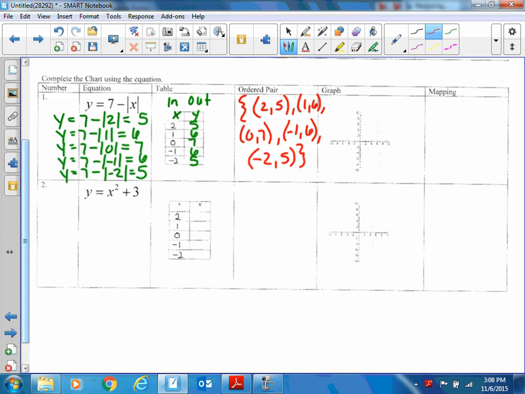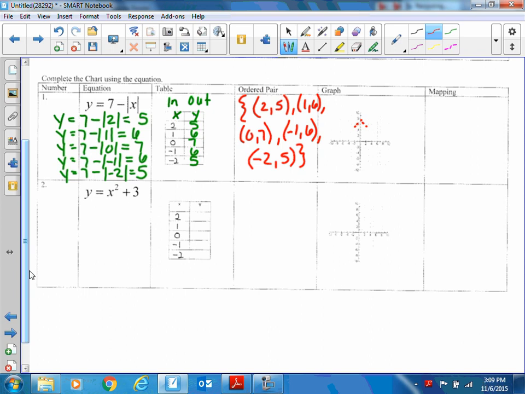All right, we're going to try to graph this. So we're going to graph this first. And then, so (2, 5), (1, 6), (0, 7), and now we're going to come back down. So (-1, 6) and (-2, 5).